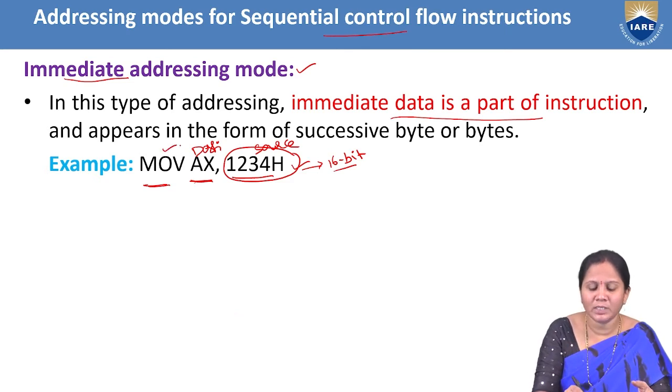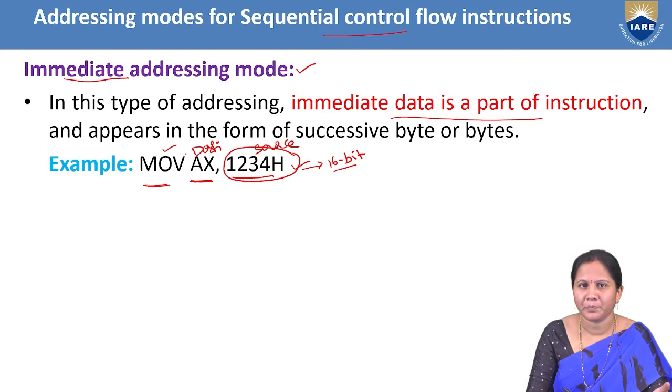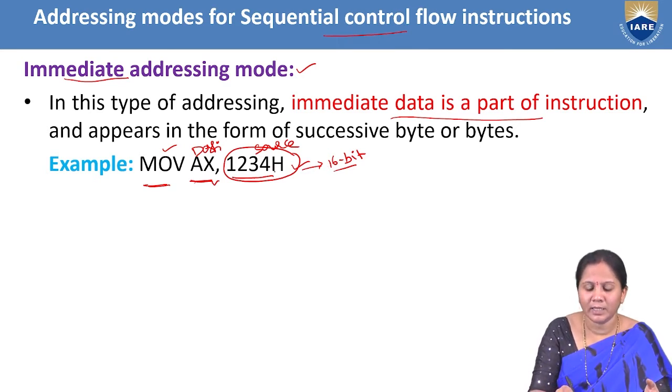MOV is an instruction that comes under data transfer. MOV AX, 1234H: this 1234H is 16-bit data, and that 16-bit data will be moved into the AX register. We have to keep in mind that whatever the size of the source, the size of the destination should also be the source size. Then only the data will fit in the destination. Here we have considered 16-bit, which is why the destination register is also a 16-bit register.